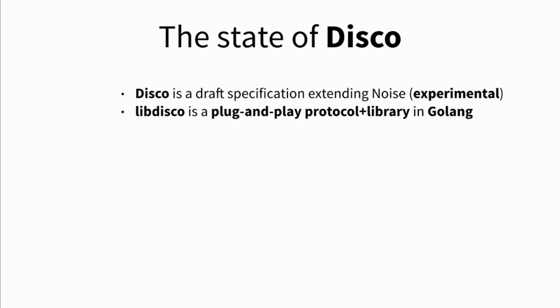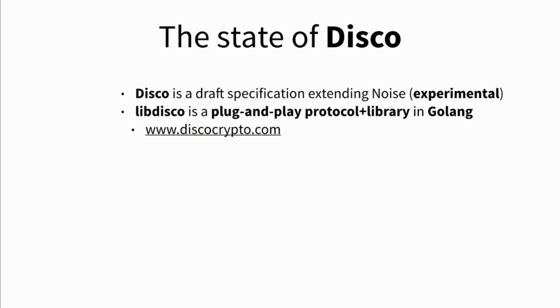From that, I made a library called libdisco. So it's a plug-and-play protocol. It allows you to do something like NOISE, where you can encrypt communications between two devices or more. But since I'm using Strobe, it's also a cryptographic library to derive keys, to hash, and so on. So it's a protocol and a library. It's written in Golang. It's available at the same address, so the specification and the library at discocrypto.com.